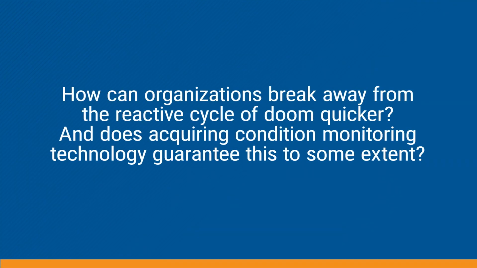Next question. How can organizations break away from the reactive cycle of doom quicker, and does acquiring condition monitoring technology guarantee this to some extent? Reactive cycle of doom. I like it, right? Right. So what do you think? What needs to be done to break out of that? And does condition monitoring help with that? How does all this play together?